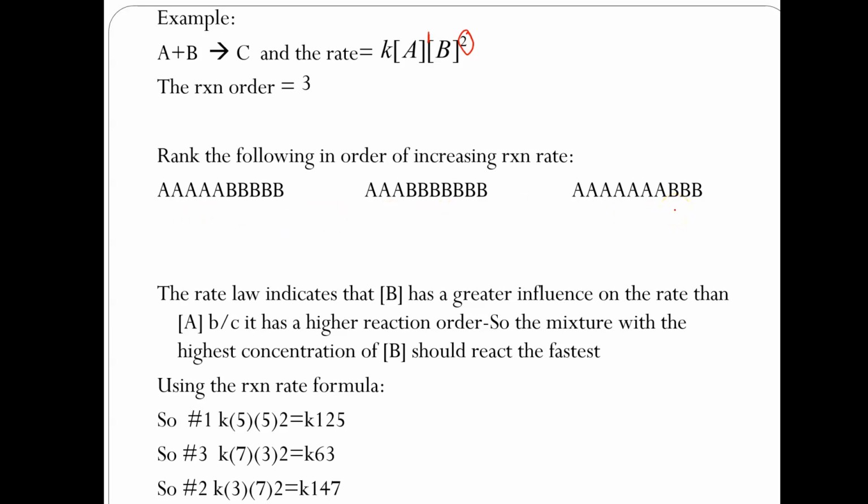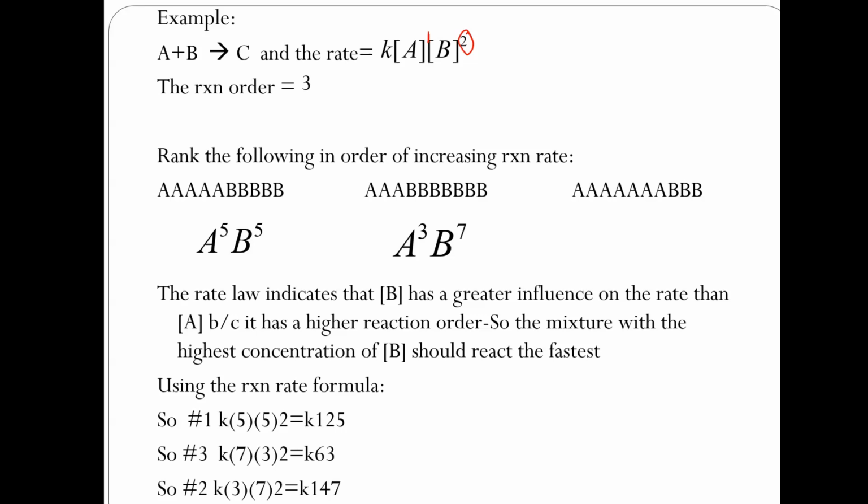Rank the following in order of increasing reaction rate. So what I have to do is I have to figure out the exponent for all of these. So if I count all my A's, I have 1, 2, 3, 4, 5 A's, 1, 2, 3, 4, 5 B's. So this reaction rate is going to be A to the 5th and B to the 5th. So let's do this next one. I have 1, 2, 3 A's, and I've got 1, 2, 3, 4, 5, 6, 7 B's. So the reaction order is going to look like this. A to the 3rd, B to the 7th.